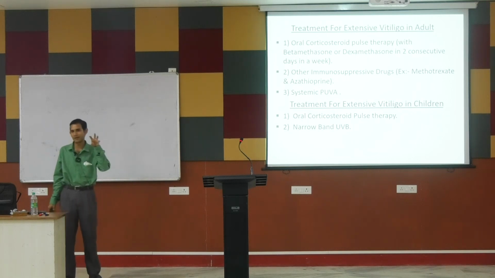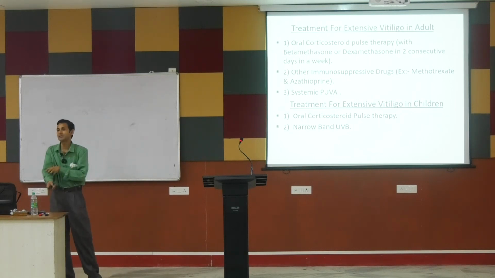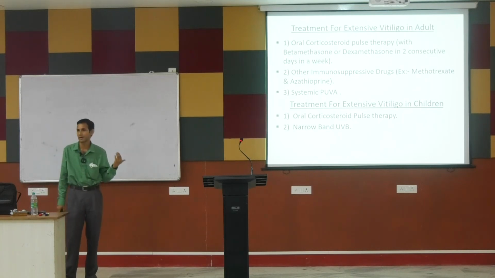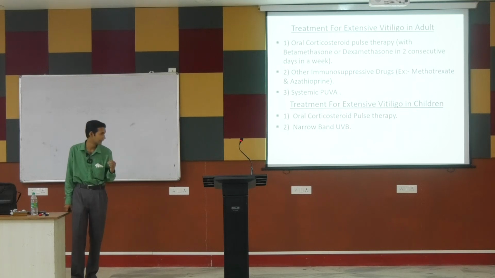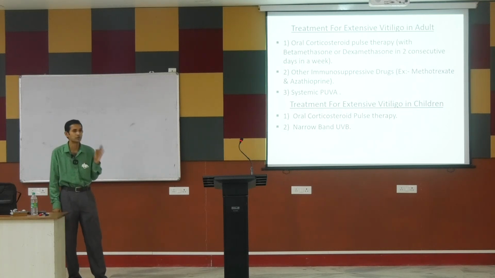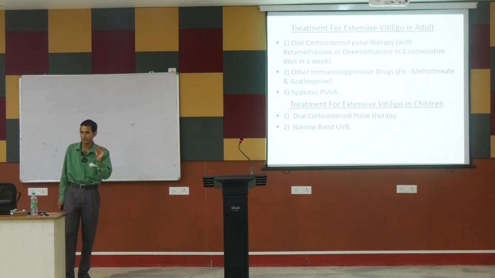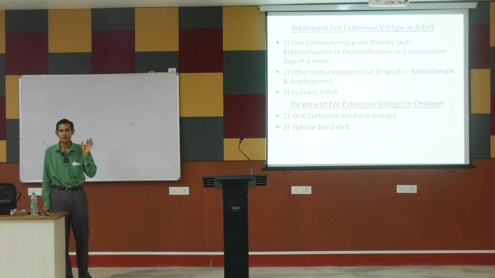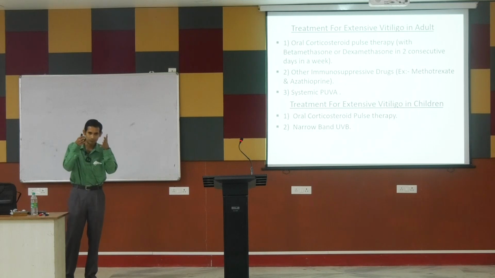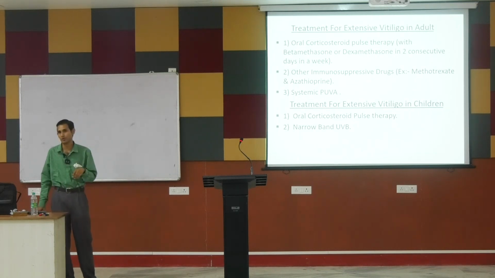Suppose the area affected is more than 20% and the disease is spreading, unstable vitiligo in children. Suppose the age of the child is 5 years or 6 years or 11 years. Then the initial treatment is oral corticosteroid pulse therapy, as already told for the adult, usually given with betamethasone tablet, 0.1 milligram per kg body weight on 2 consecutive days in a week for several months, 3 to 4 months, depending upon the response. And if the disease progression is arrested, then for stable lesions you can go for narrowband UVB therapy. I am coming to narrowband UVB therapy in detail.